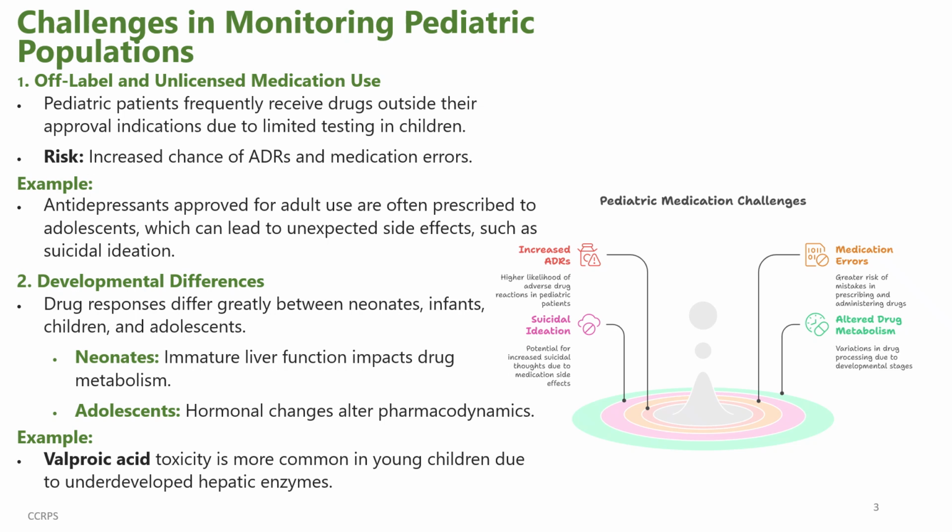Developmental differences. Drug responses differ greatly between neonates, infants, children, and adolescents. Neonates have immature liver function that impacts drug metabolism. In adolescents, hormonal changes alter pharmacodynamics. Example, valproic acid toxicity is more common in young children due to underdeveloped hepatic enzymes.